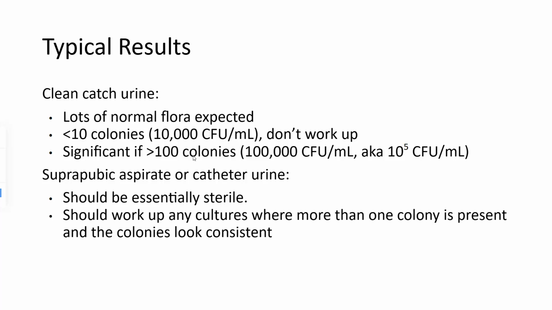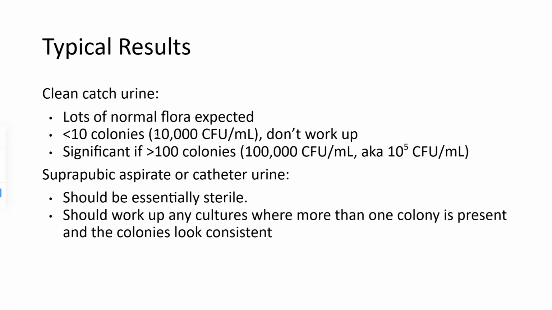And the colonies that you're going to be counting are things that look the same. So you don't want to count like the normal flora background stuff. If you see 100 consistent colonies of the same thing, that's something that you would work up. So 100 colonies means you're talking about 100,000 CFUs per mil, and that's also written 10 to the 5 CFU per mil. So be able to convert to these different notations and be able to do these calculations.